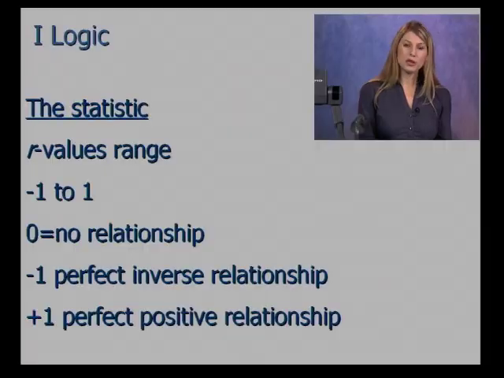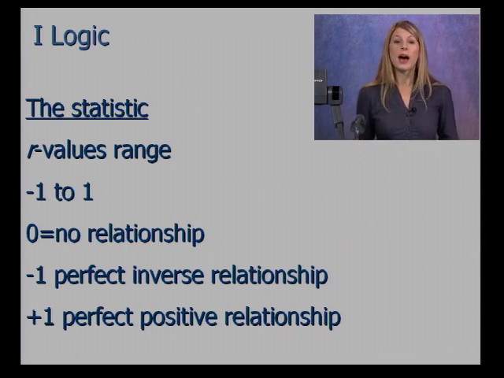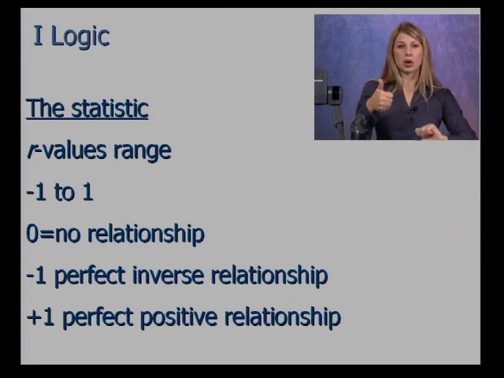Now, the test statistic, R values. I'm just going to give you an idea of what R values are. They range from -1 to +1. A Pearson's R of 0 means that there's no relationship between the two variables. So the further you get away from 0, the stronger the relationship between the two variables. A -1 is a perfect inverse relationship. So an inverse relationship means that as one variable goes up, the other goes down.